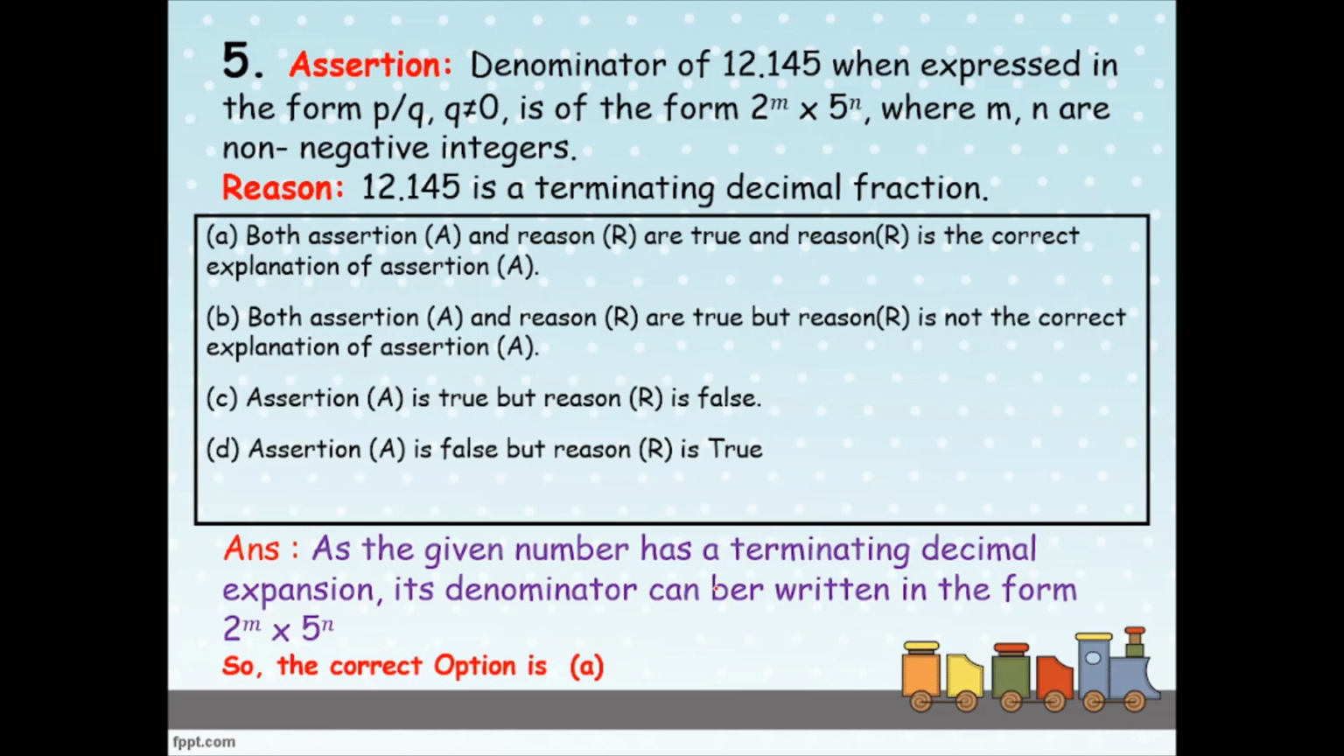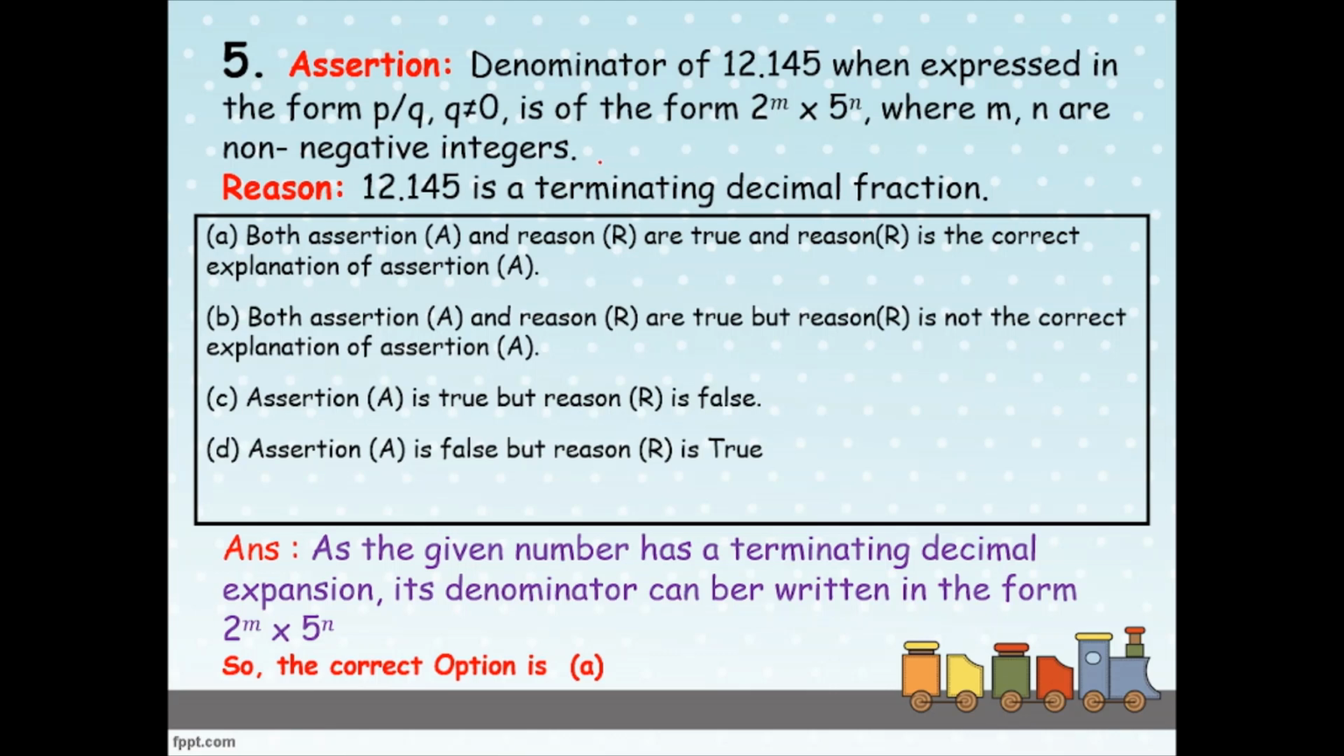Question 5, assertion. Denominator of 12.145 when expressed in the form of p by q is of the form 2 power m, 5 power n, where m, n are non-negative integers. So, they are telling that number 12.145. When you find the fraction form of this number, you will be writing 12145 by 1000. If you simplify that, the denominator will be in the form of 2 power m, 5 power n. Obviously, 1000 can be written as 5 power and 2 power. The denominator can be written in the form of 2 power and 5 power. So, assertion is true.